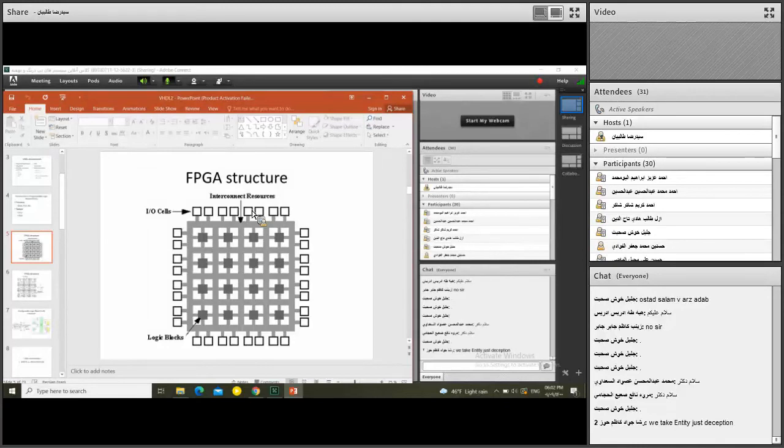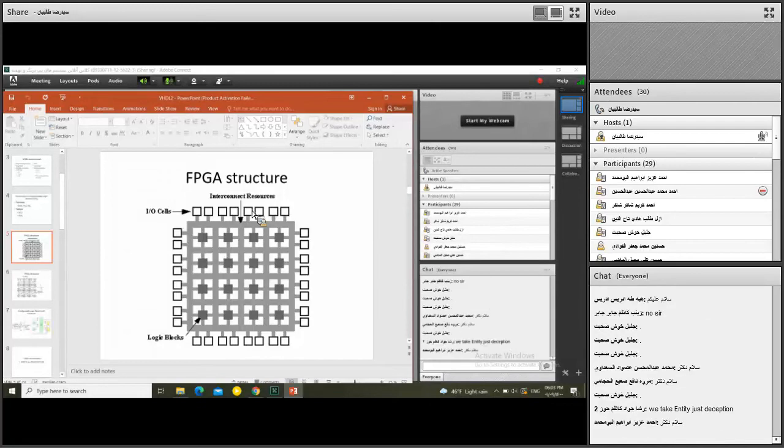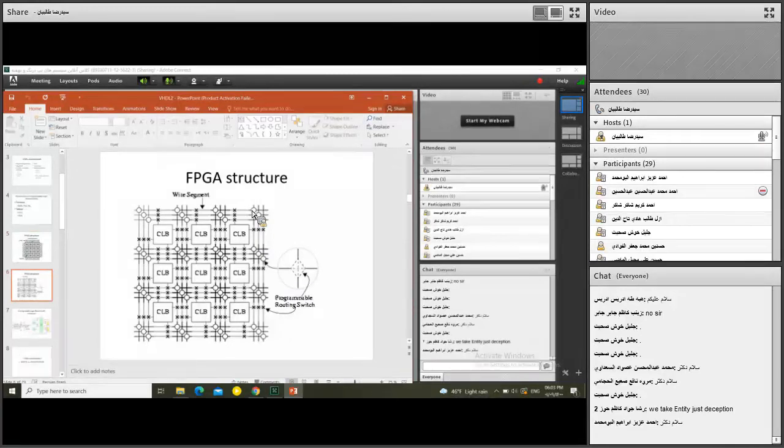We take the entity description. Is it right? I can pass through this, yes? Okay, let me speak about the configurable logic block very fast, and then I can go to the entity description.